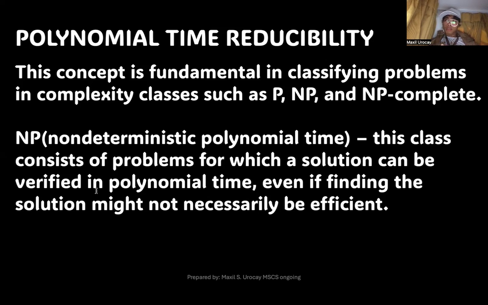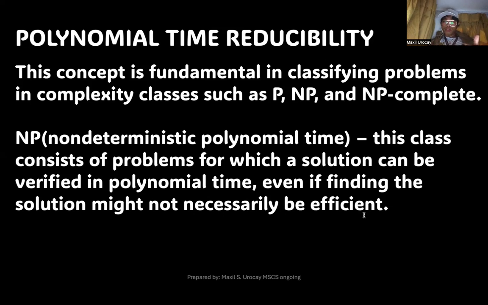For example, in the Sudoku problem, if someone gives you a completed Sudoku puzzle, you can quickly verify that it's correct. However, solving a large Sudoku puzzle from scratch might take a long time, diba? So in summary, non-deterministic polynomial time focuses on problems wherein checking the solutions is fast, but solving them might be difficult.